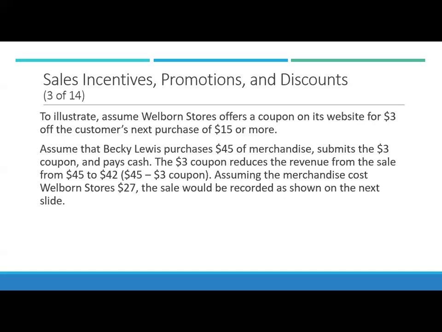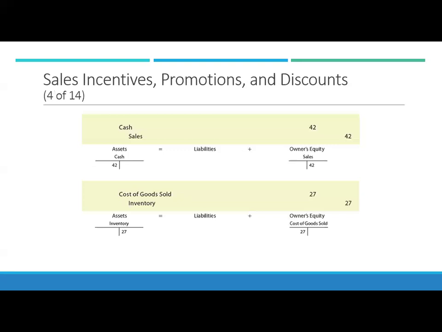So in this case, Wellborn Stores makes a sale of $45 and Becky has a $3 coupon. The journal entry sale amount is $42. That's the net amount of the sale. So the list price was 45. There's a $3 coupon. The actual credit to sales is $42. The debit cash $42. That's the amount that she paid.